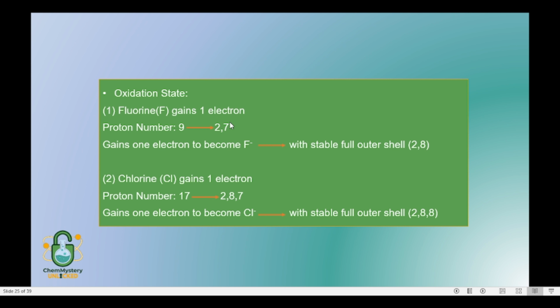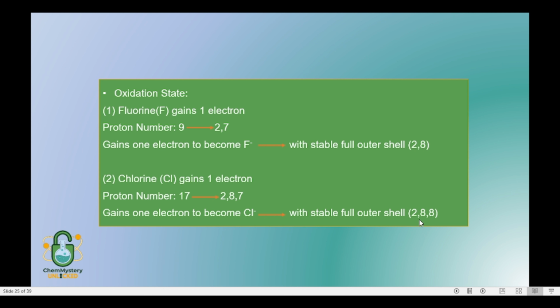Now chlorine gains 1 electron. Its proton number is 17. It has 2 electrons in the first shell, 8 electrons in the second shell, and 7 electrons in the third shell, which is the outermost shell. So it can either lose 7 electrons or gain 1 electron. Now what is easier? Gaining 1 electron is easier. So it gains 1 electron to become a chloride ion with a stable full outer shell, 2 electrons in the first shell, 8 electrons in the second shell, and 8 electrons in the third shell, which is the outermost shell. So it becomes stable.